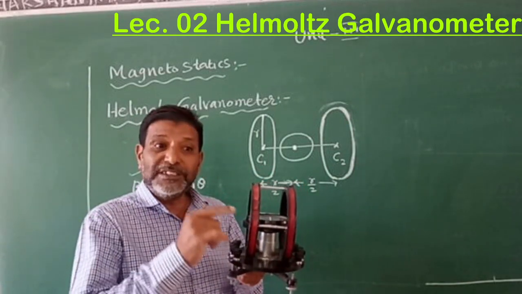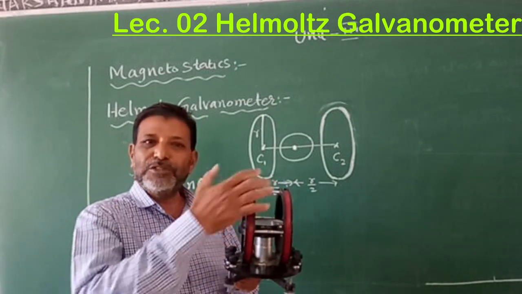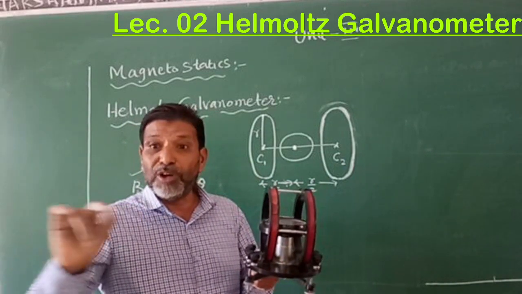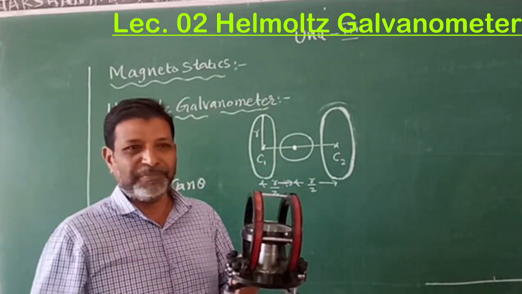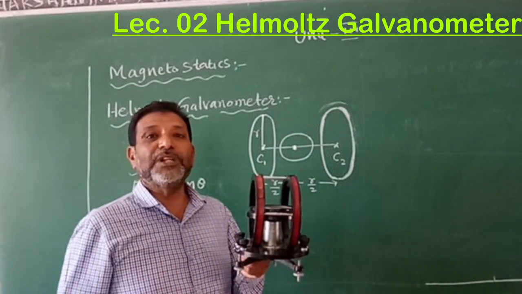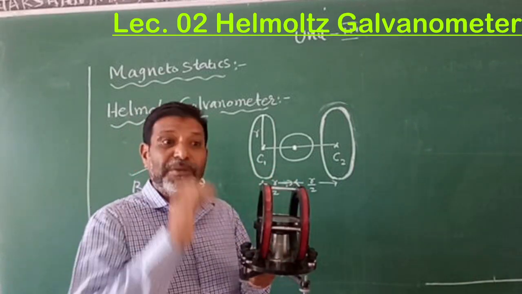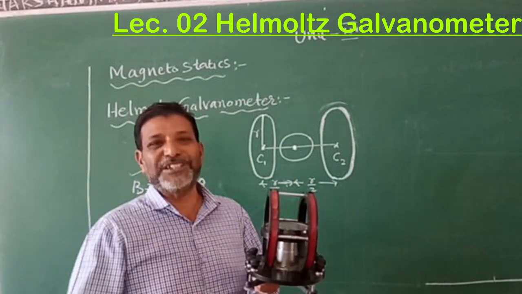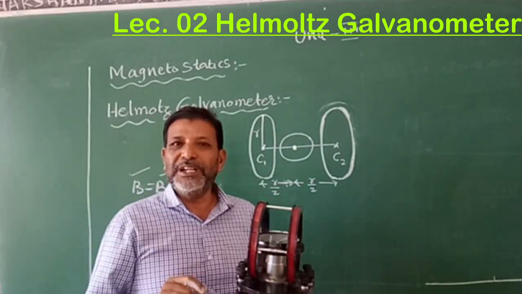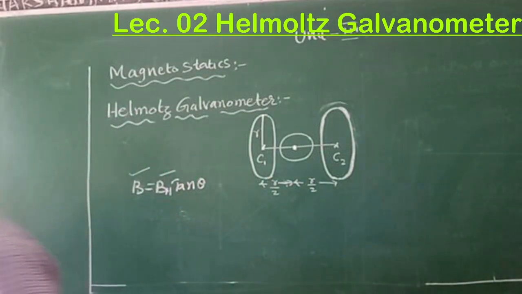Since these two are in series, the amount of current flowing through these two coils is also the same, because in lower classes you have studied that in a series combination the current remains the same. Are you following? Since these two coils are in series, the current flowing through both coils is the same, and it is in the same direction also, isn't it? When in series combination, the current and its direction are the same.